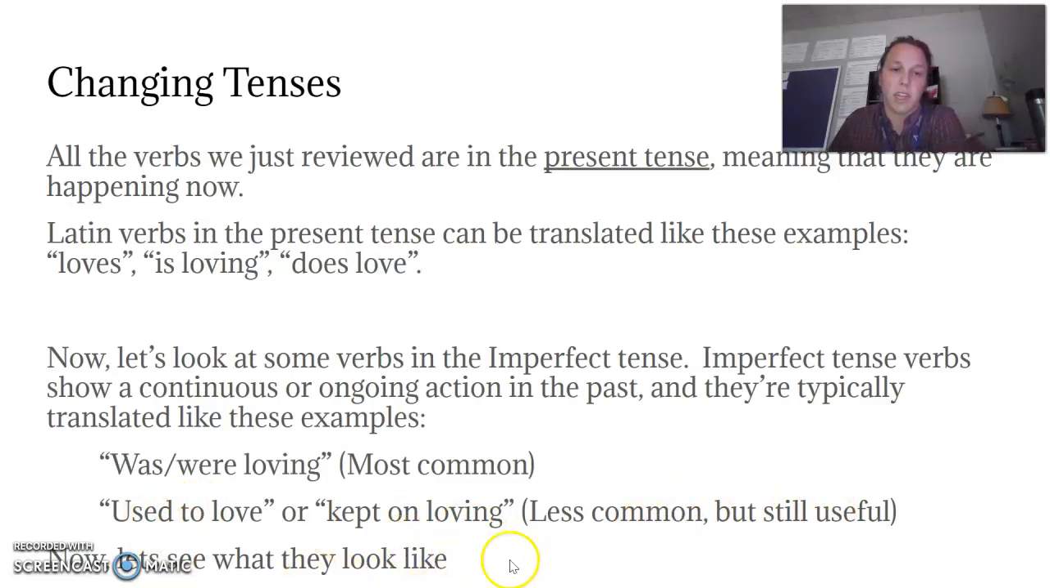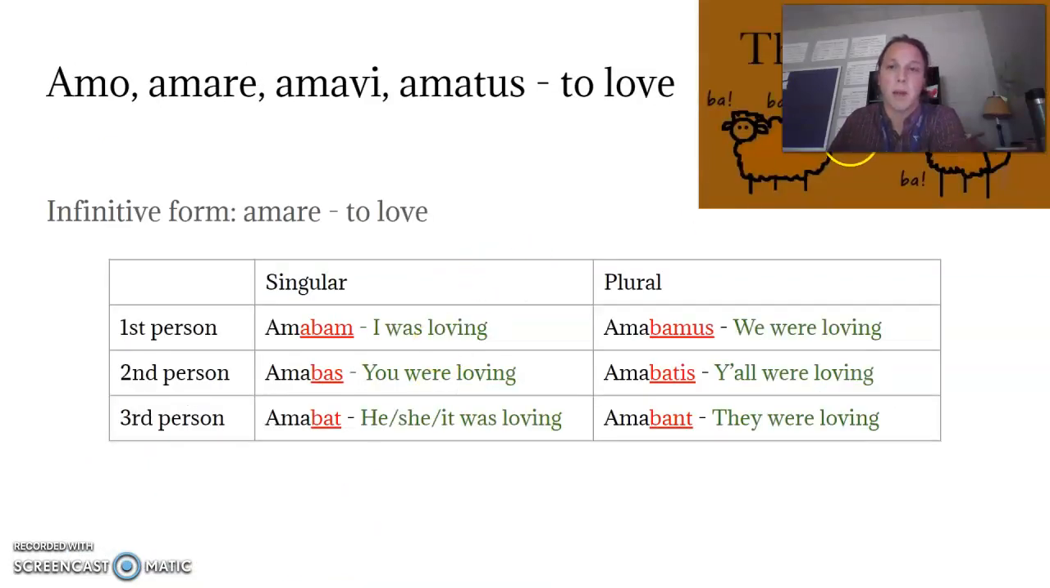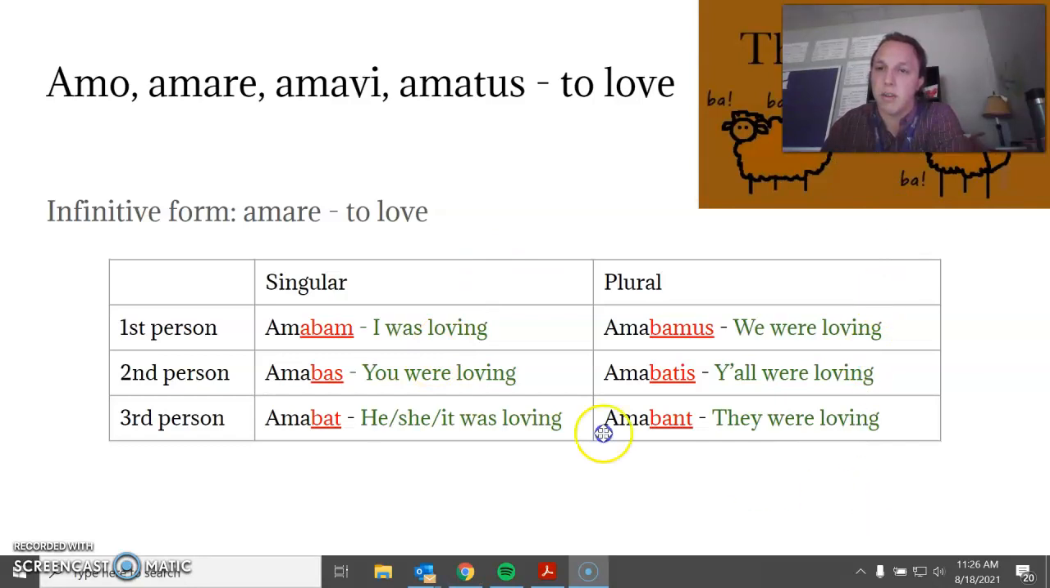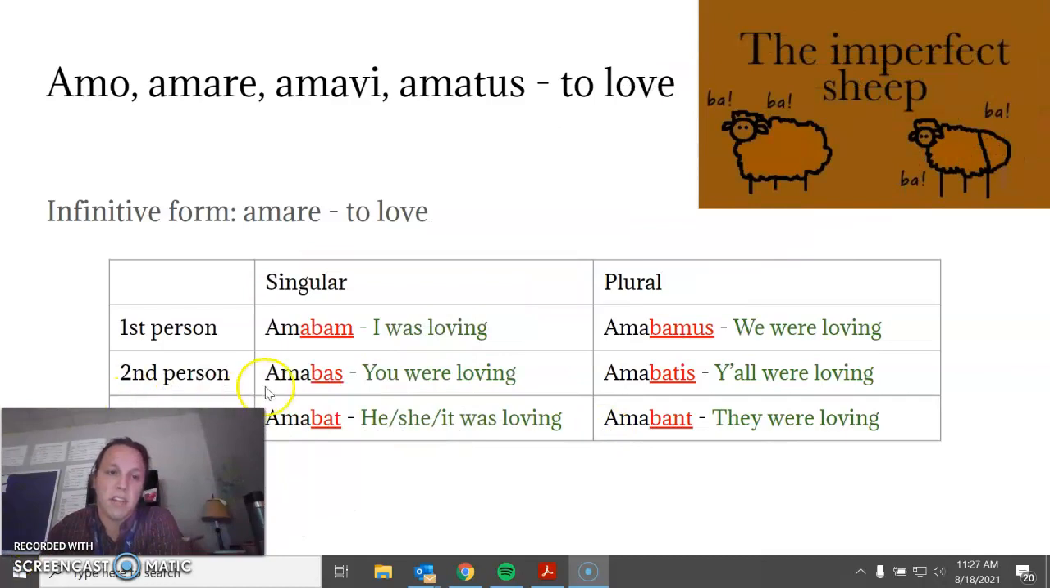So let's see what those look like in Latin, because in English we know imperfect means was or were blanking. Okay, so here's the same word, amo amare. I'm going to move my little thing here so you guys can see my awesome little cartoon. You'll notice the difference here is the endings. Amabam, amabas, amabat, amabamus, amabatis, amabant. Outside of this M at the beginning, you'll still see the s, t, mus, tis, nt, but before that, you'll notice that there is a ba. That's why I have the imperfect sheep go ba, ba, ba.